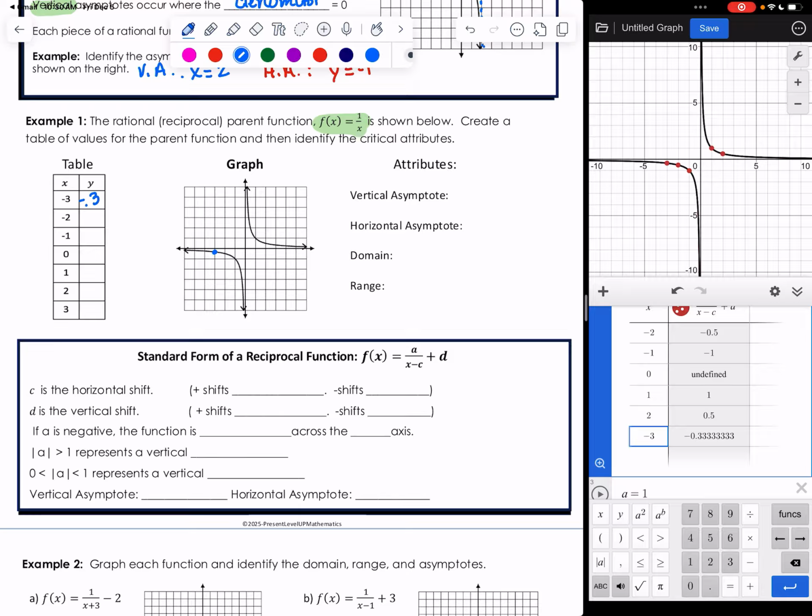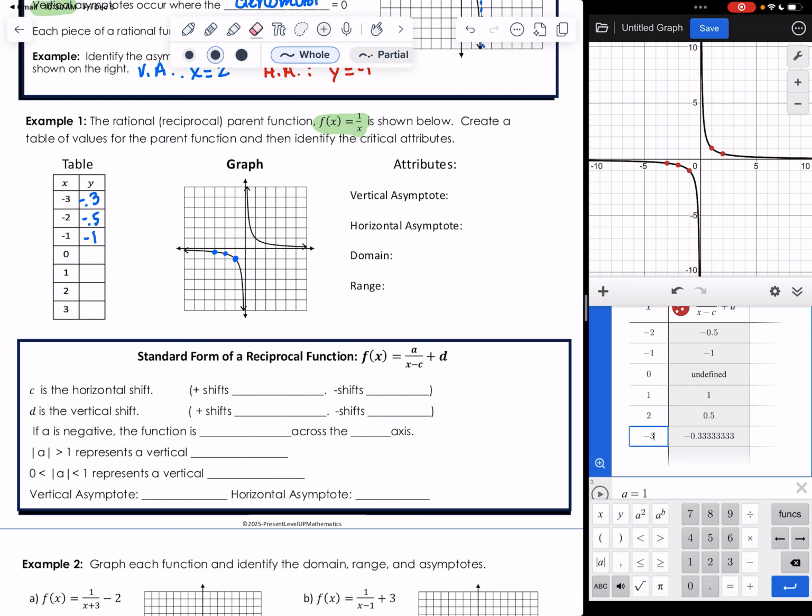All right, for -2, it says my value is -0.5. So let's plot that point, -2 and -0.5. Then for -1, we have a point at -1, -1, right here. Then for 0, it's undefined.